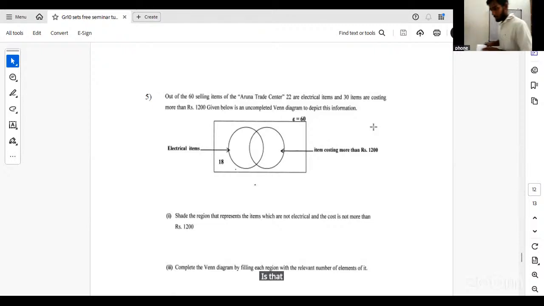JavaScript items. If an item costs more than 1,200, keep. Costing more than 1,000. Complete the data information.